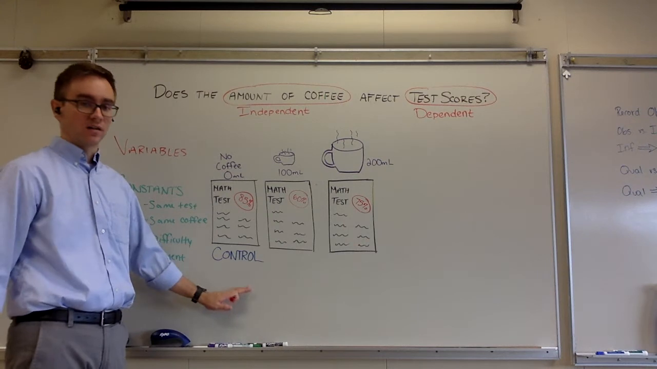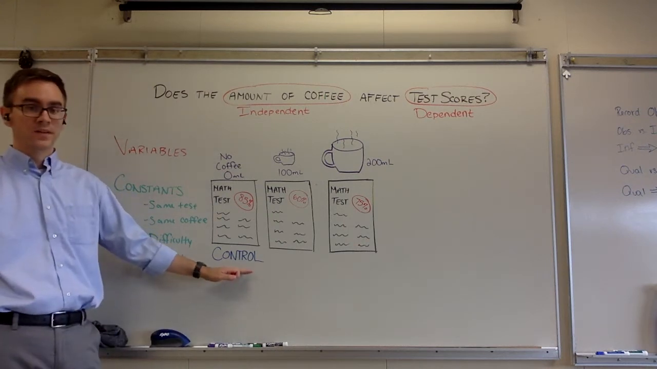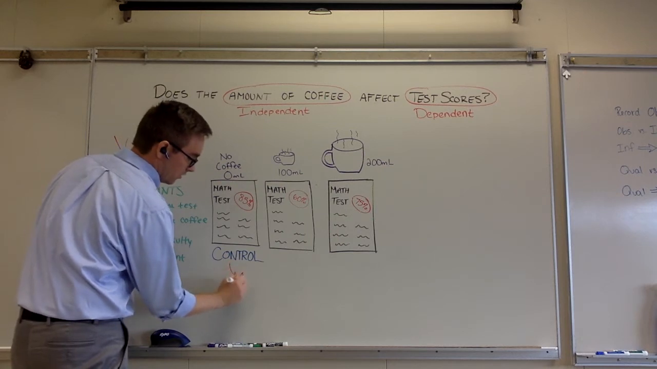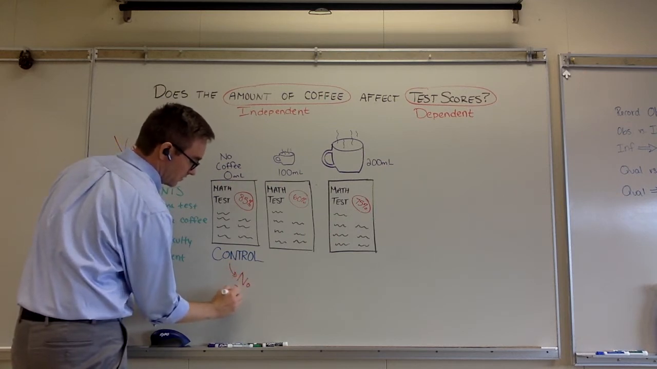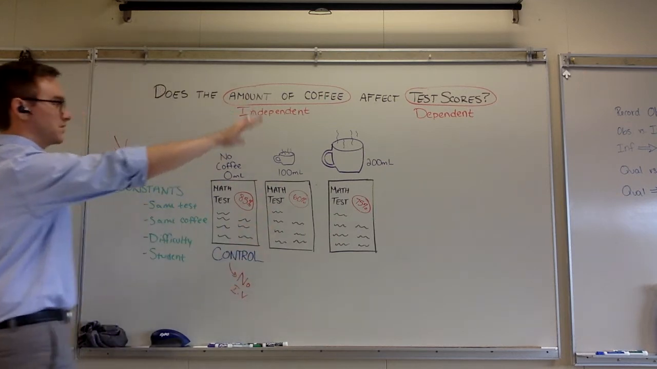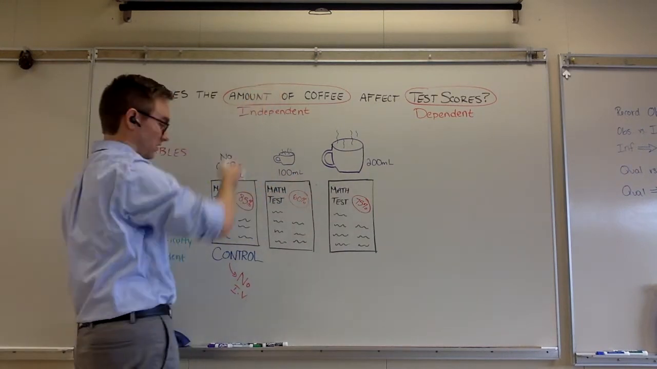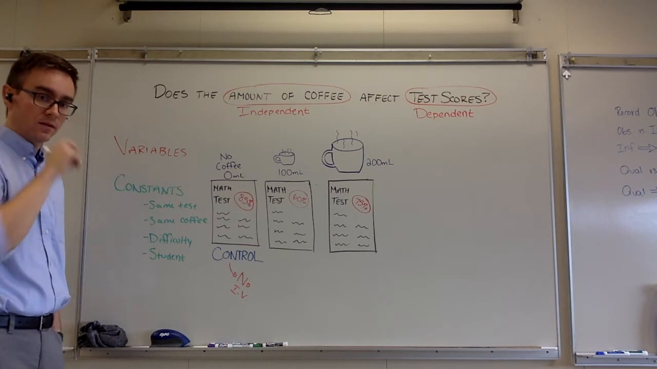Now this is what students get really stuck on a lot, the idea of what's a control. You have to think about it. What does control group mean? No independent variable. So if you know what the independent variable is, think about, is there any situation of these three here that does not have that coffee? That is your control group.